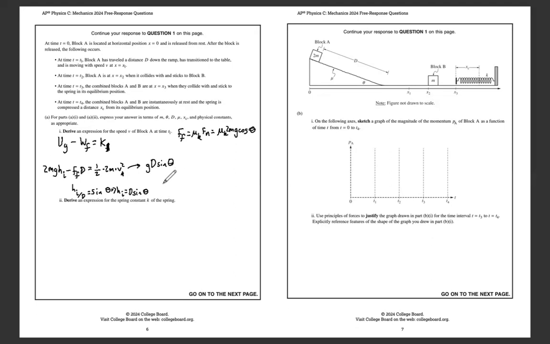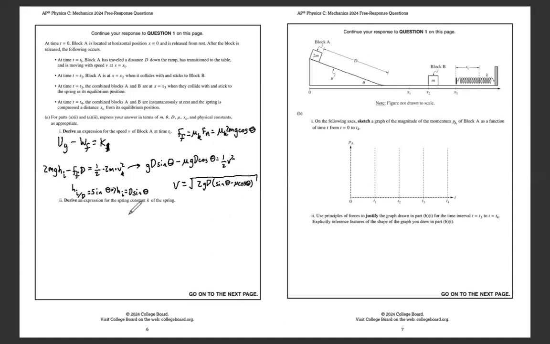You get g d sine theta minus mu times g d cos theta is all equal to 1/2 v squared. So I can say that v is going to equal the square root of 2gd all times sine theta minus mu cos theta. All right, that's not terrible. I mean, it's still kind of nasty. You still have to do a lot of substitutions, but just wait till this next part.